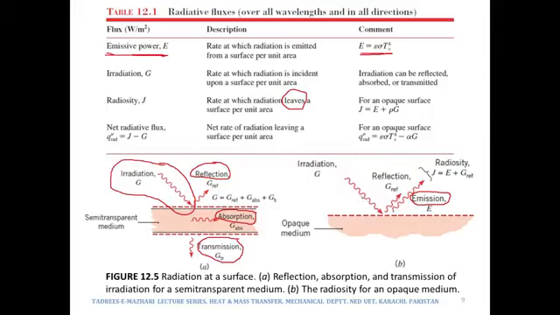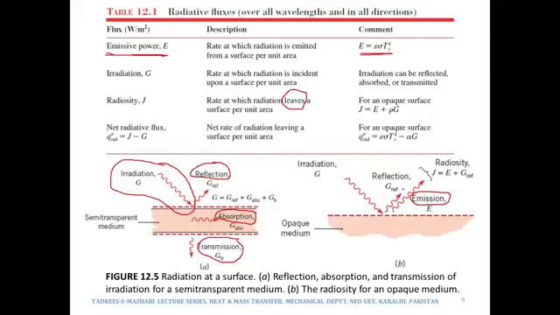If there had not been any incident radiation, then there wouldn't have been any radiation that would have been reflected. If there hasn't been any incident radiation, then there won't be any radiation which will get reflected, right? So incident radiation will get absorbed, it will get transmitted, and it will get reflected, right?